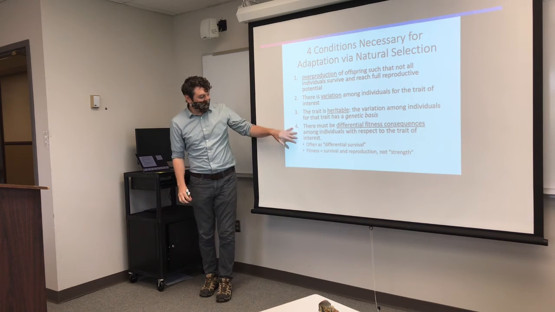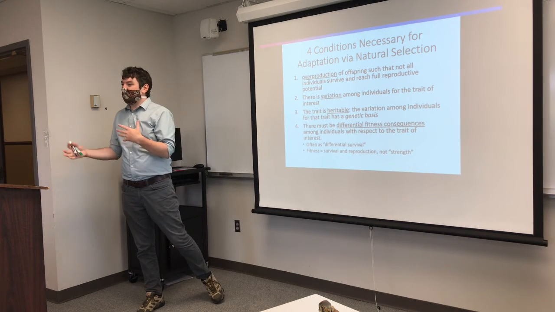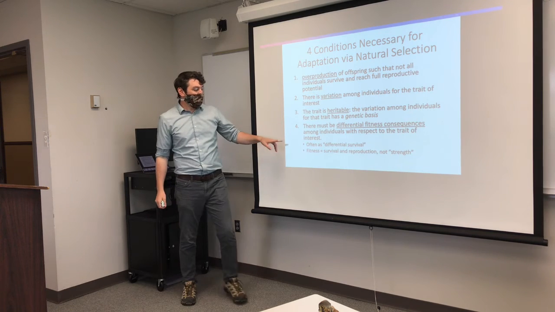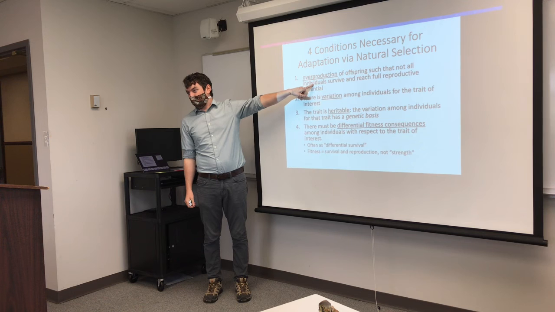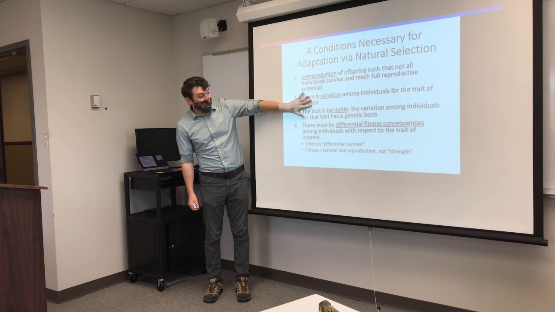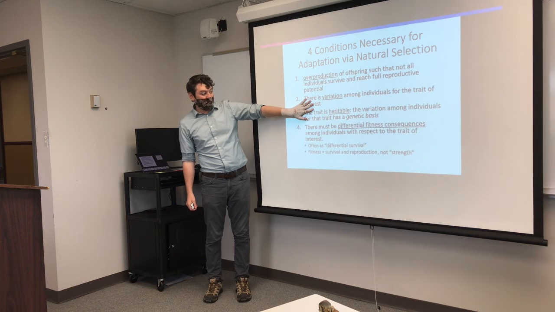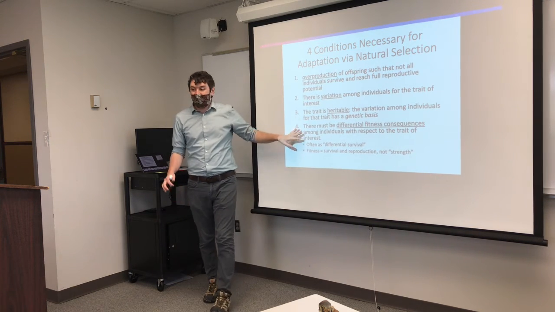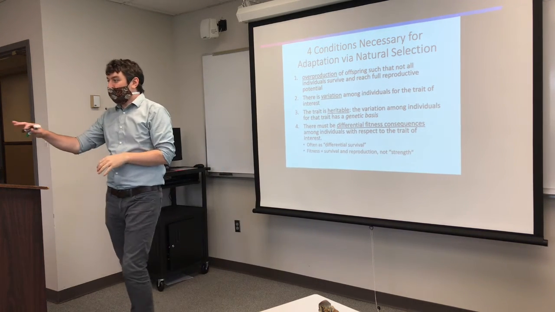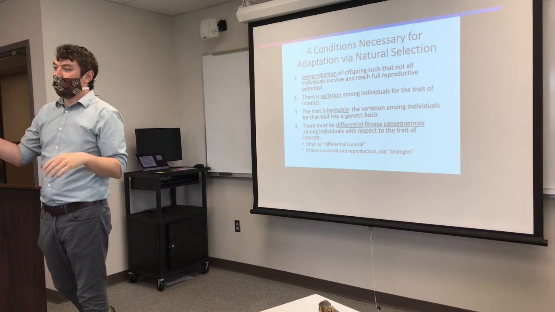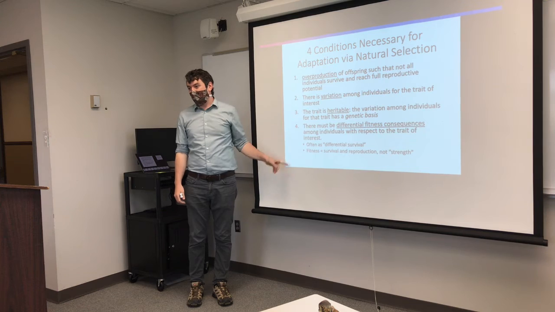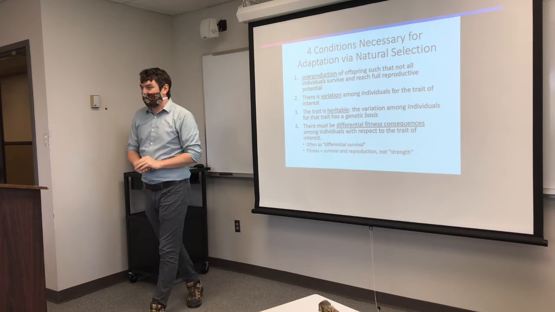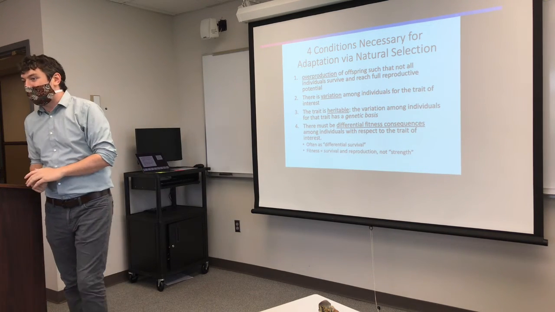And then the fourth one is there must be some sort of differential consequences that are related to that trait of interest. So not all of them are going to reach their full reproductive potential. If this trait that we're interested in, that's heritable, has something to do with which ones reach more or less reproductive potential, which ones survive or don't survive, then you will get adaptation by natural selection, or you get evolution by natural selection, and you might see that manifested as an adaptation.